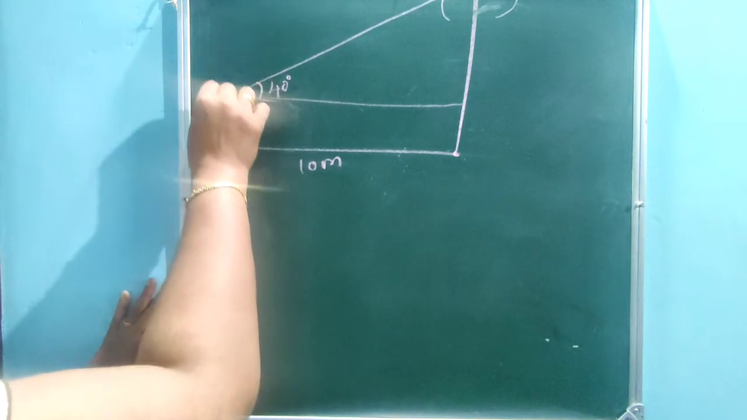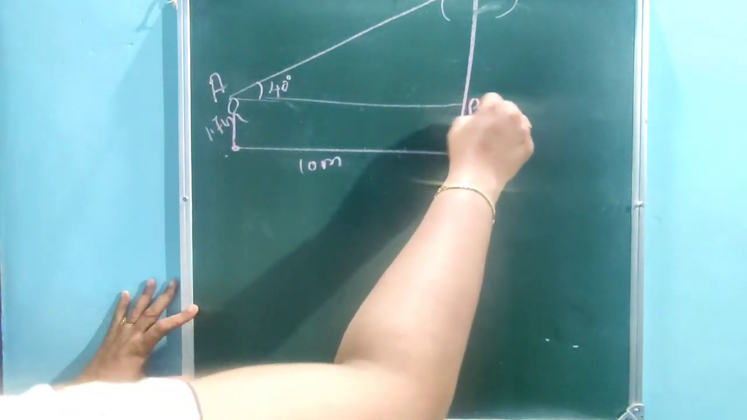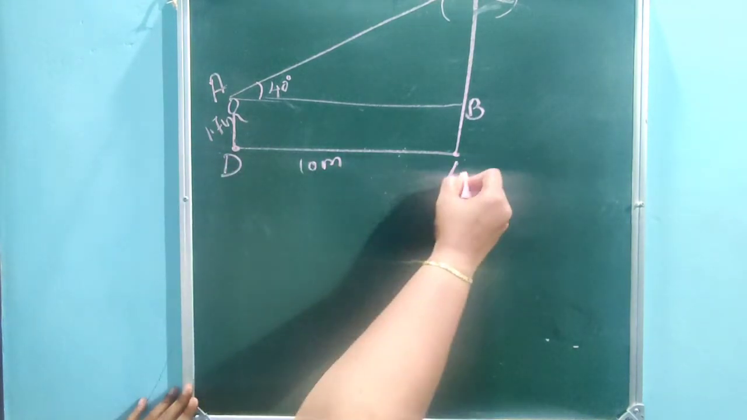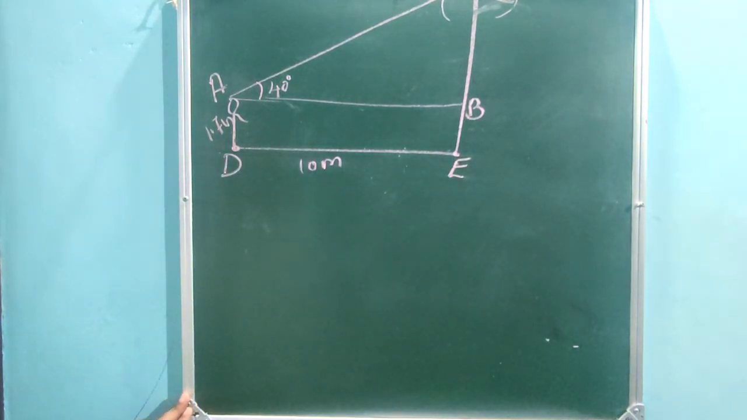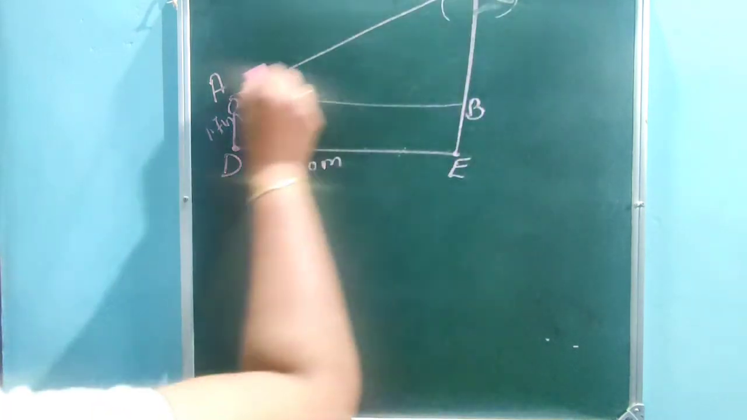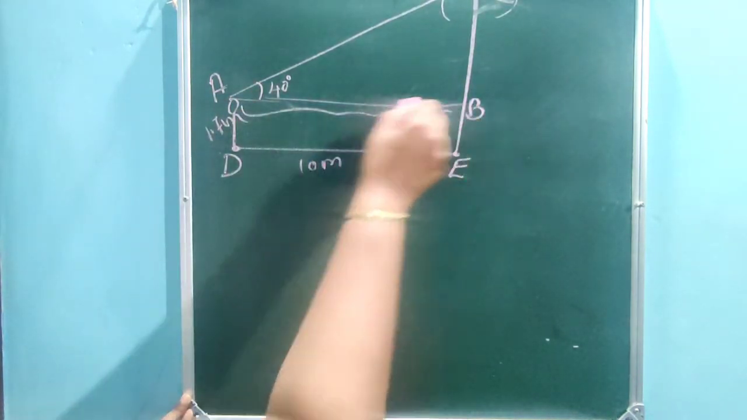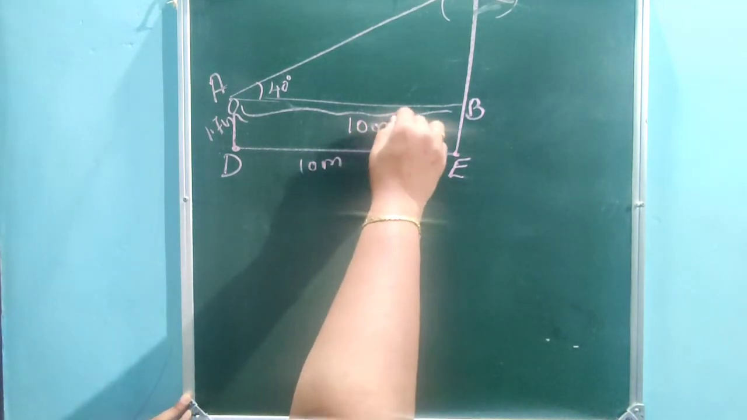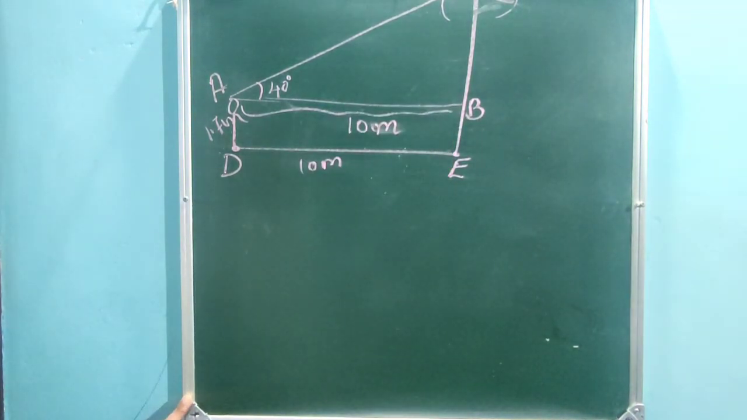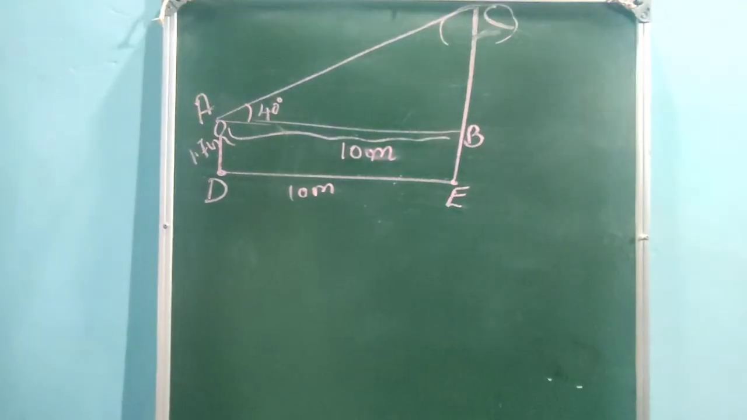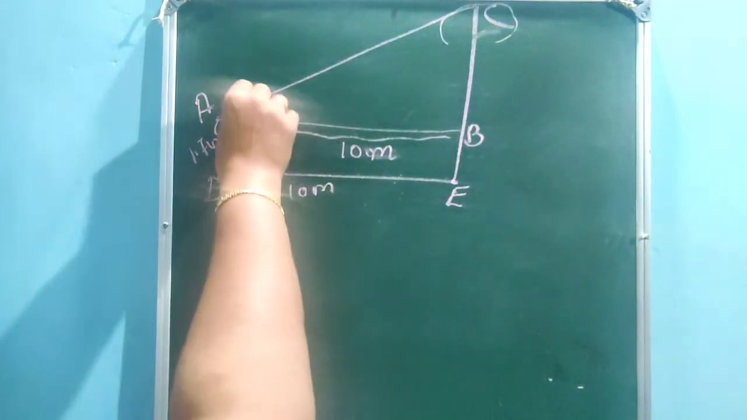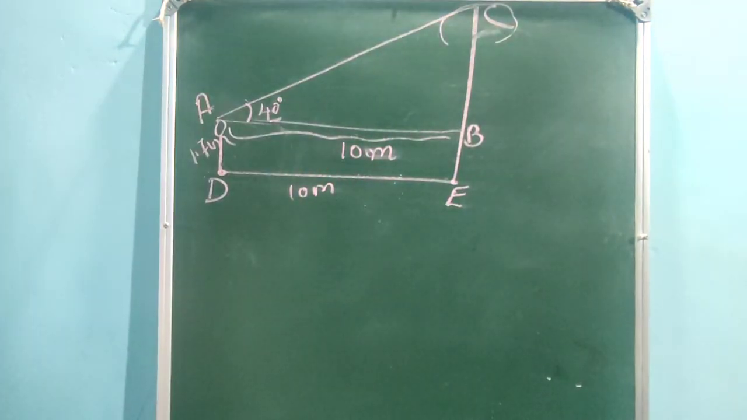Here I am going to name these points A, B, C, and this point is D, this one is E. See children, if we consider the triangle ABC, what will be this length? That length is equal to 10 meters, right? This distance is 10 meters. So in that triangle, this man sees the top of the tree at an elevation of 40 degrees.